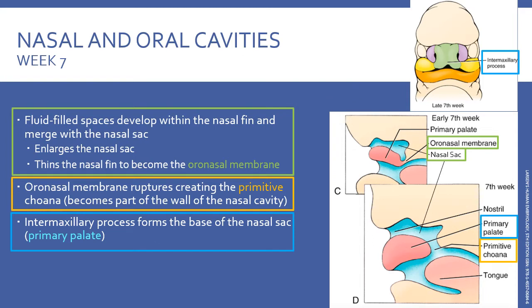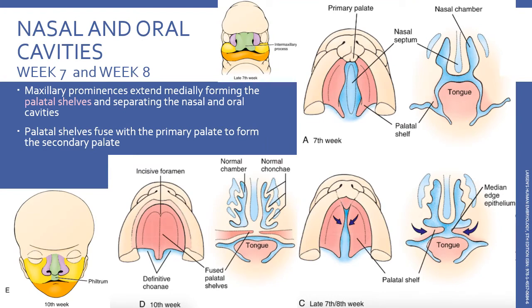Finally, the intermaxillary process, with which we have spent so much time, is going to form the base of the nasal sac. And so you can see it sort of moves, in the front. It looks like it's right in front of the face, and it is, but it also extends backward into the face, forming sort of the floor of the nasal sac, and ultimately the primary palate, which we'll talk about in a couple slides. Or possibly in this slide.